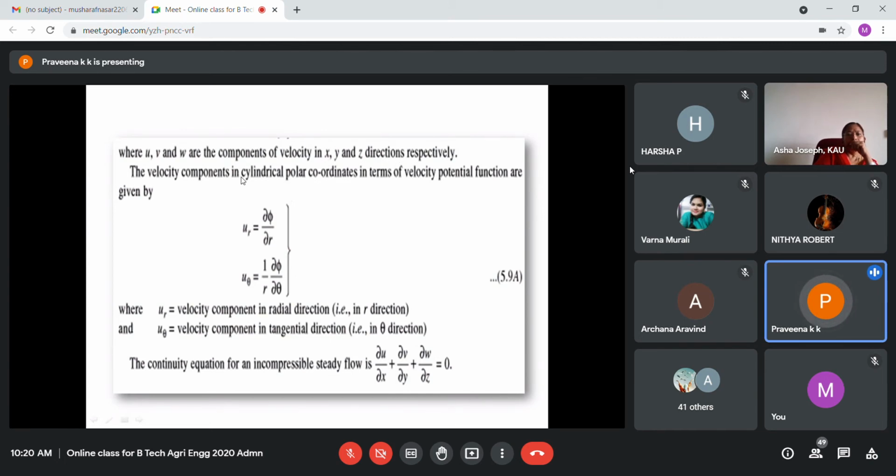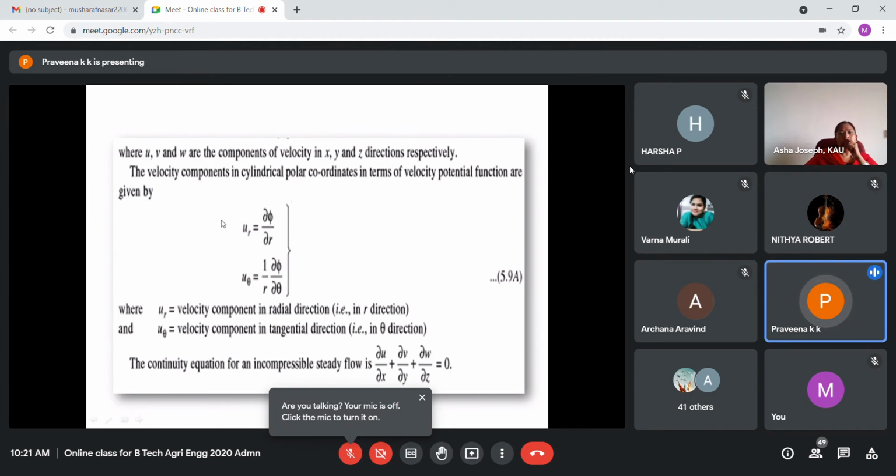And the velocity components in cylindrical polar coordinates in terms of the velocity potential function are given like this: u r will be equal to dou phi by dou r, where u r is the velocity component in the radial direction. That means we are going to calculate the velocity components in cylindrical polar coordinates.